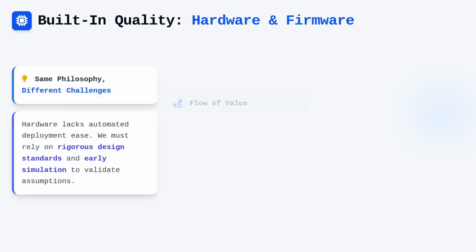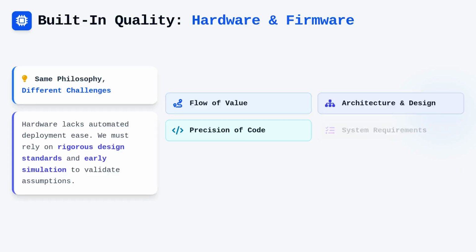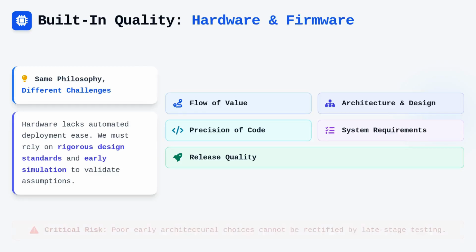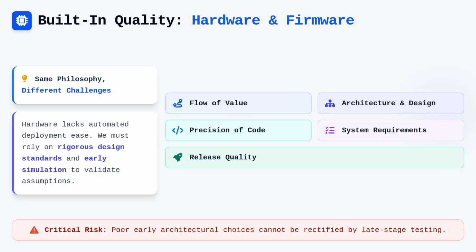The 5 dimensions of built-in quality offer a framework to help us think systematically about this challenge. We must consider the flow of value, the innate quality of our architecture and design, the precision of our code, the requirements for the system as a whole, and ultimately, our release quality. If any of these dimensions are neglected, the integrity of the system suffers. For example, poor architectural choices early on will inevitably manifest as system quality issues that no amount of late-stage testing can rectify.